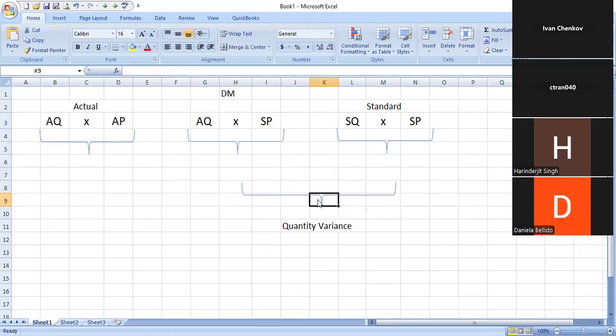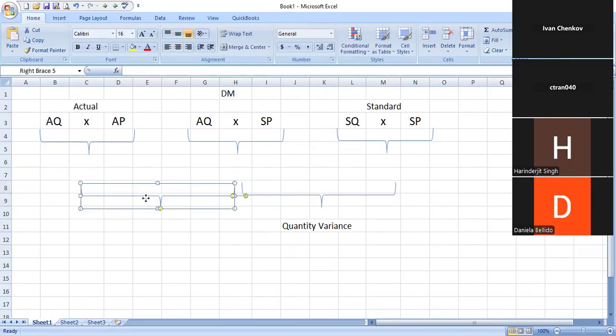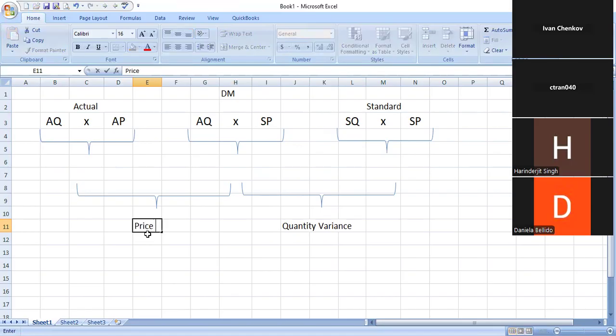Now let's compare the other two numbers. Let's compare those two calculations now. What's common with this calculation and what's different? Can you tell me? Actual quantities are the same. The price is different, right? So that's how we're going to eliminate the effect of the quantity. And we're going to see the effect on the total cost because of the change of the price. And that will be our price variance.